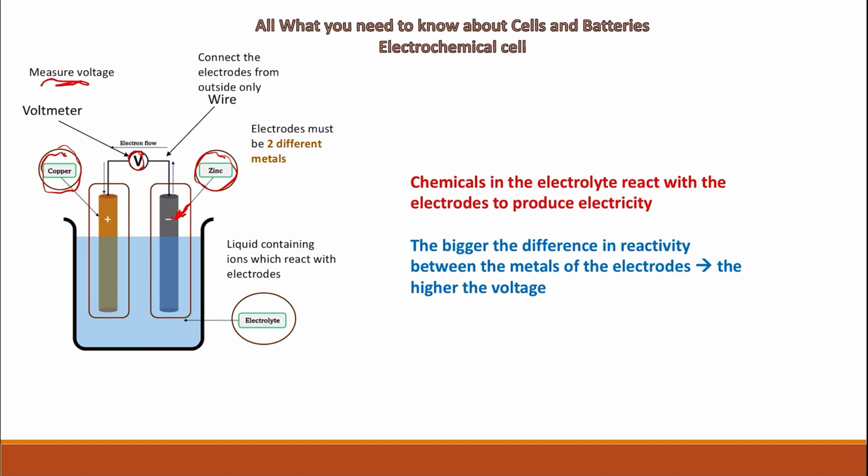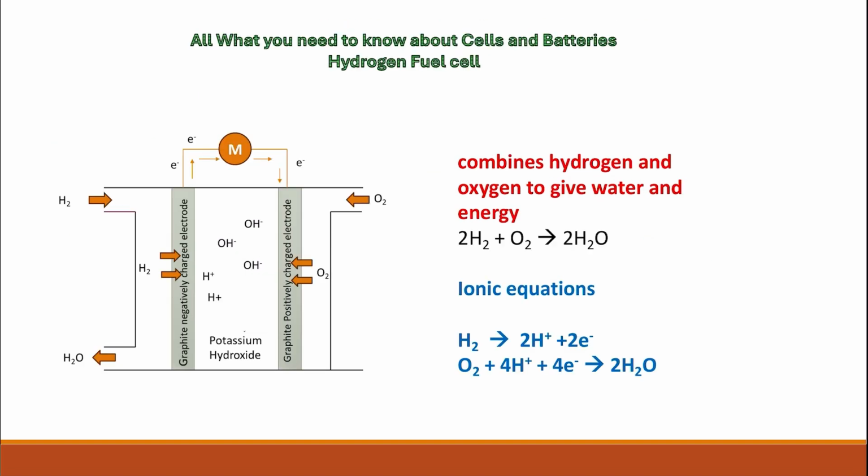The bigger the difference between the reactivity of the two metals of the electrodes, the higher the voltage that we get. And this is a common question as well, where they give you values for the voltage difference and ask you to decide which one is more reactive, or arrange certain metals according to their reactivity. So the higher the voltage difference, the higher the difference in reactivity.